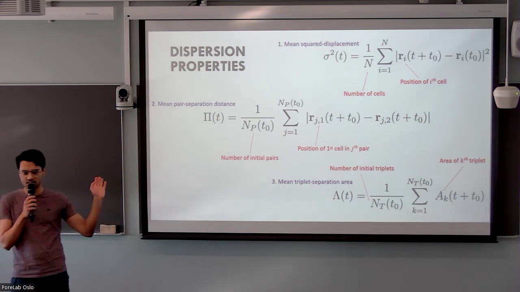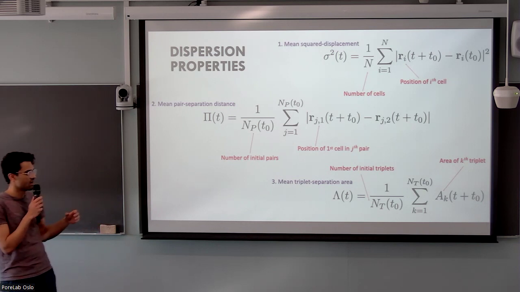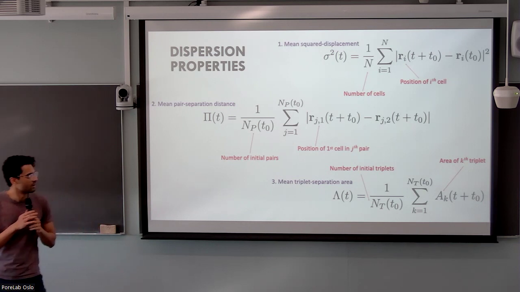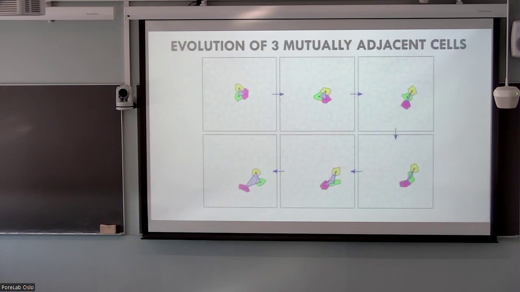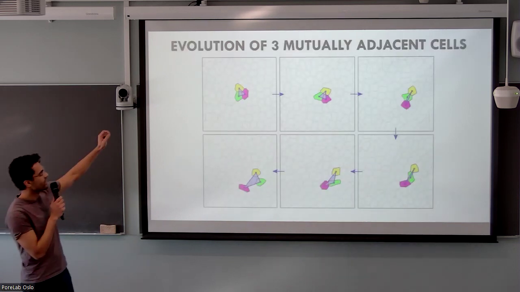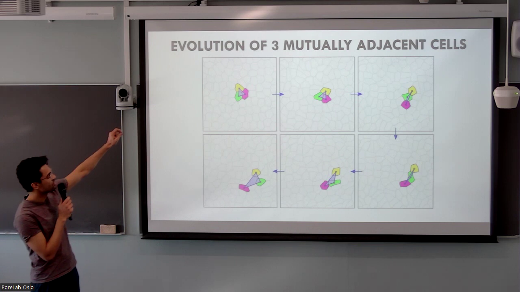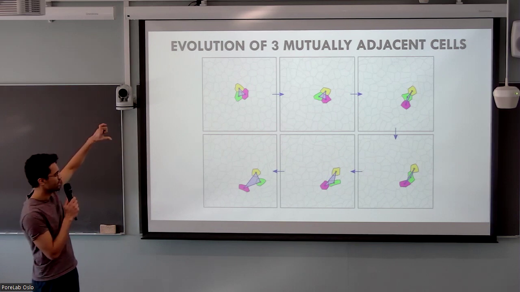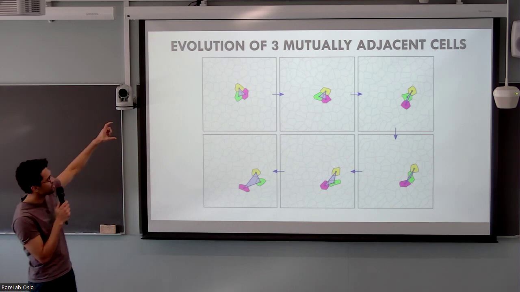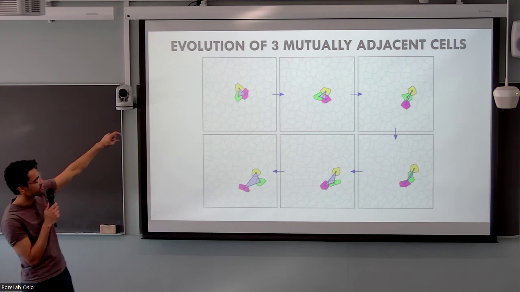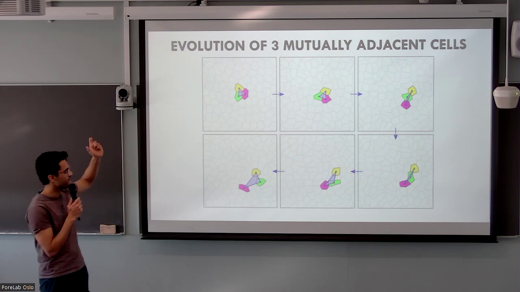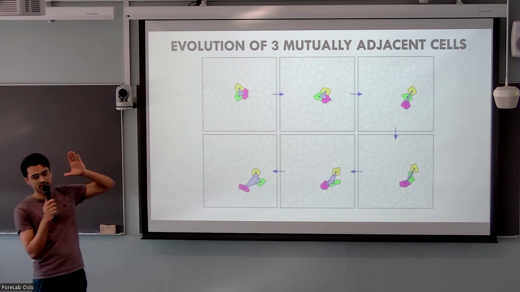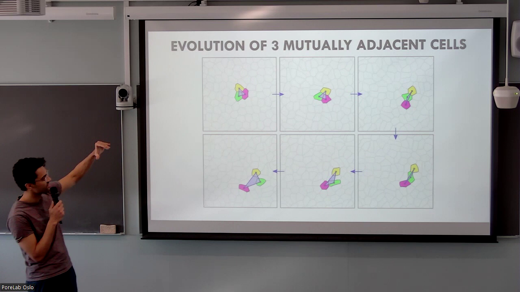So we can look at the statistical distribution of such triangles. To illustrate again, mean square displacement is how much those centers of mass move compared to some initial position. The mean pair separation distance is how much the sides of the triangles change over time statistically, and the mean triplet area is how much the triangles are changing over time.